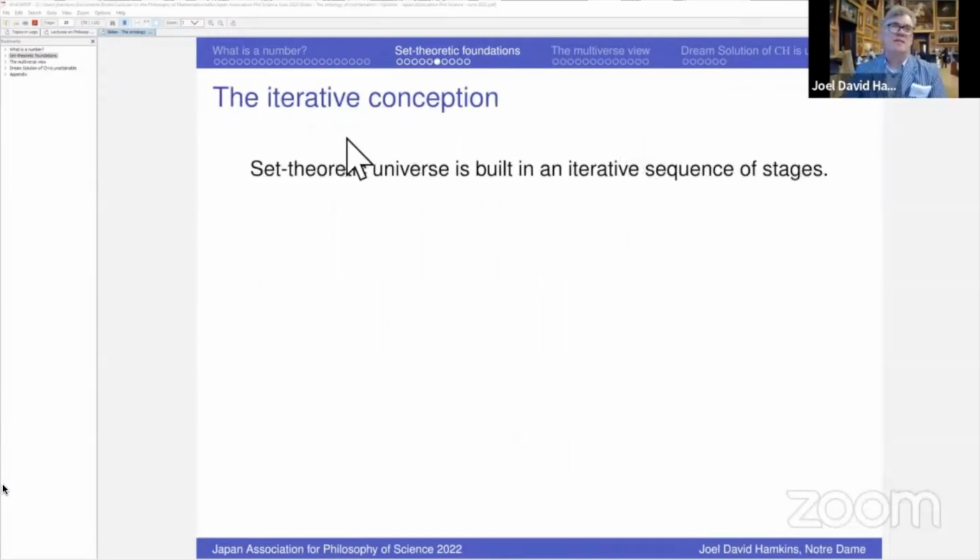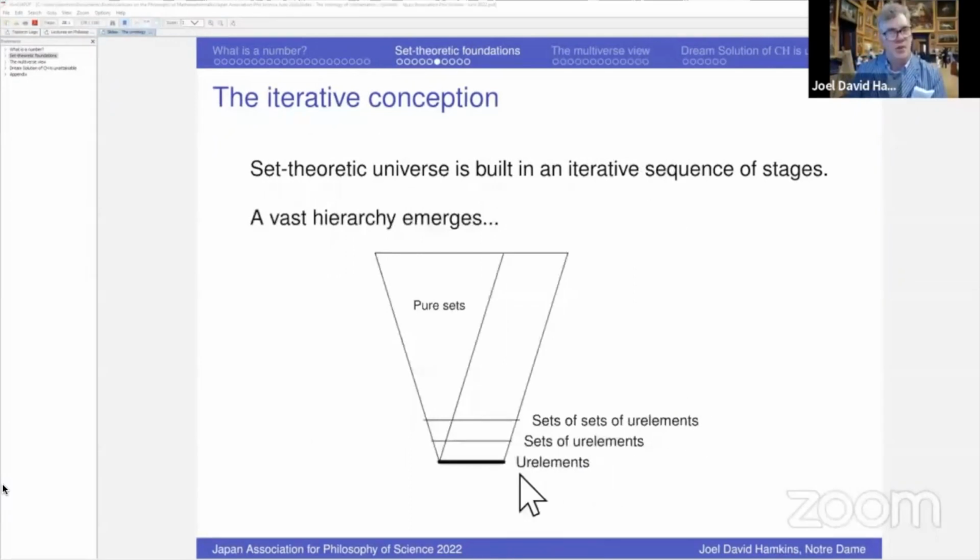The set theoretic universe is built in an iterative sequence of stages. We start with the elements at the bottom. The elements are the primitive mathematical objects that are not sets, but out of which sets will be formed. At the next level, we make sets of elements in all possible ways, and then sets of those, and so on, iterating transfinitely. And we get this vast hierarchy, which is the set theoretic universe.